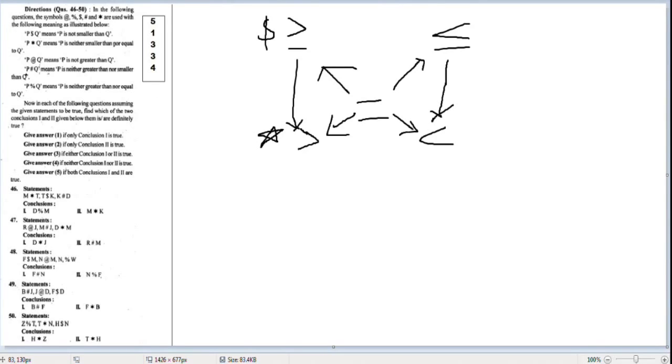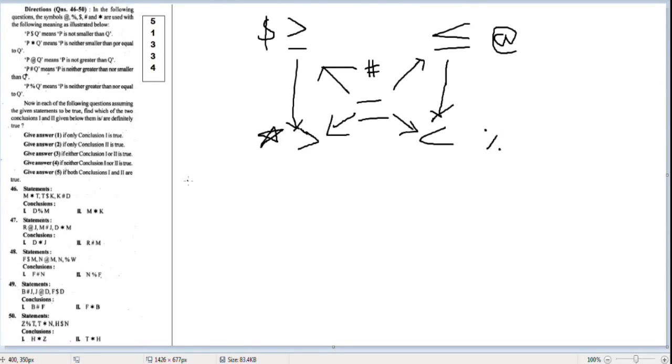Then P at Q means P is not greater than Q. If it is not greater than Q, it can be smaller or equal. And P hash Q means P is neither greater than nor smaller than Q. If it is neither greater nor smaller, then it should be equal. Then P percentage Q means P is neither greater than nor equal to, so the remaining one should come here.